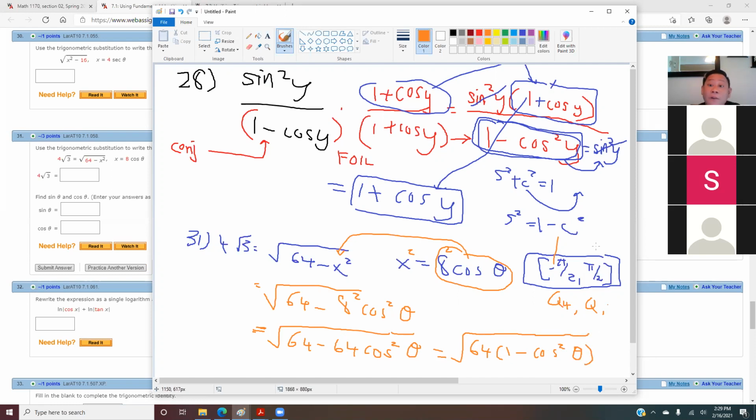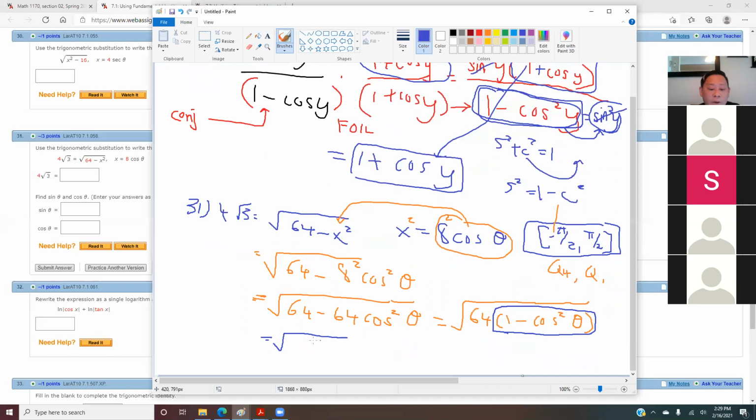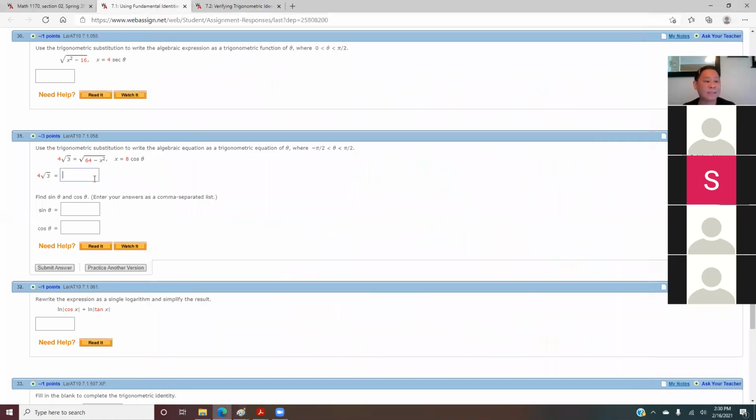And we did this a lot of times. Can someone tell me what 1 minus cosine squared theta is? Would it be sine squared theta? Yep, it will be sine squared theta. Exactly the same thing we just did on that. So this will become the square root of 64 sine squared theta. Now, when you take the square root, the 64 will become 8, and the sine squared theta will become sine theta. So your answer in this case, 4 root 3, will be 8 sine theta.